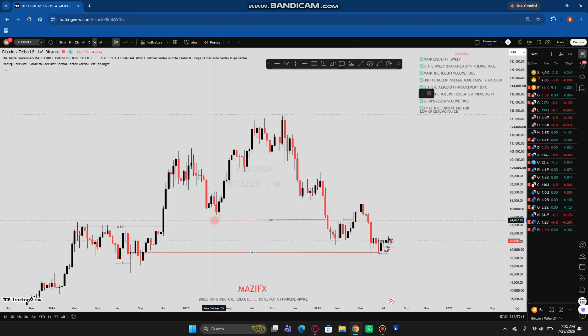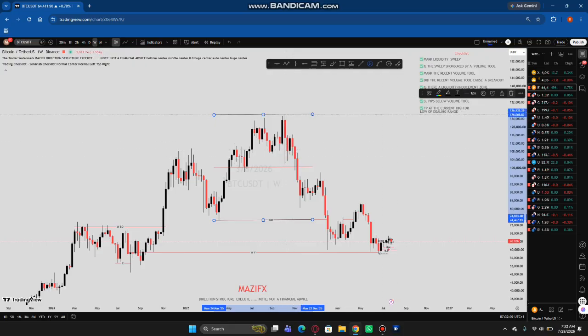We have to put our tool here, stretch it to this point here. Did it fit in the 50%? Yes, it did, but just around the 50% zone. So we can consider it as an inducement, but it's actually a bit far. But we can still work with it.